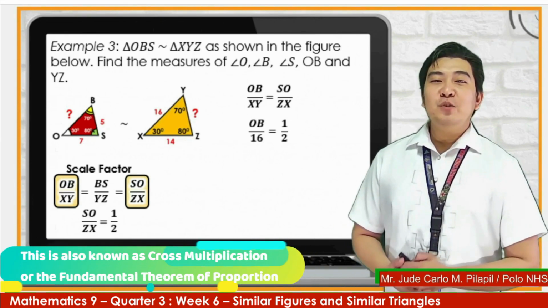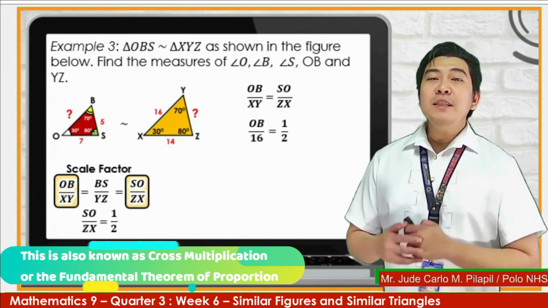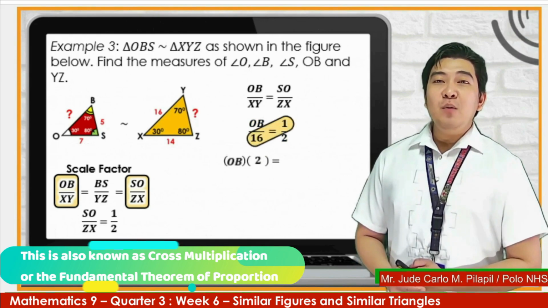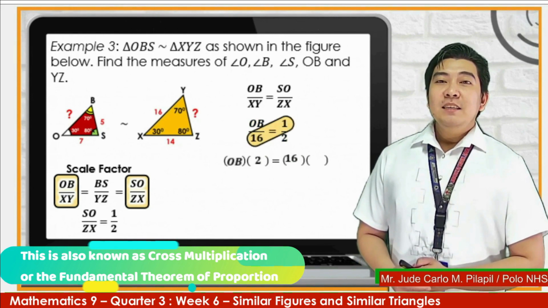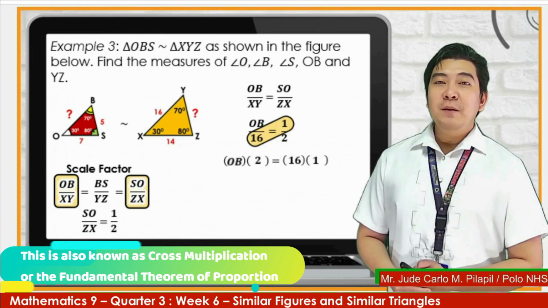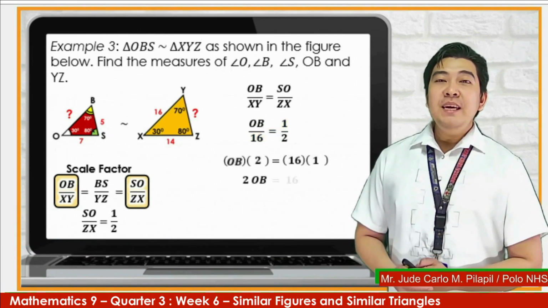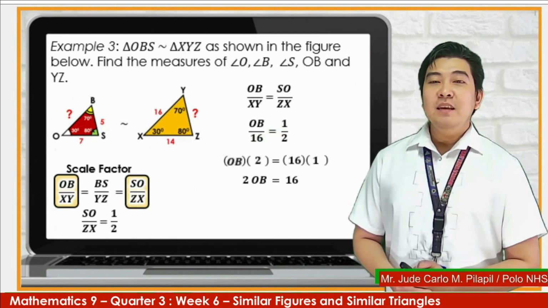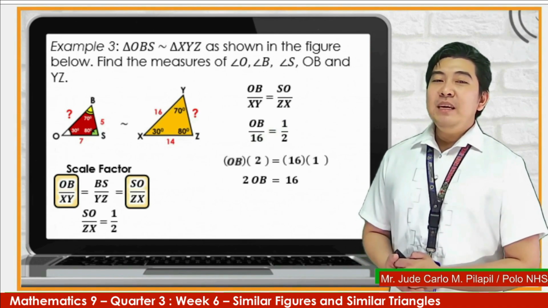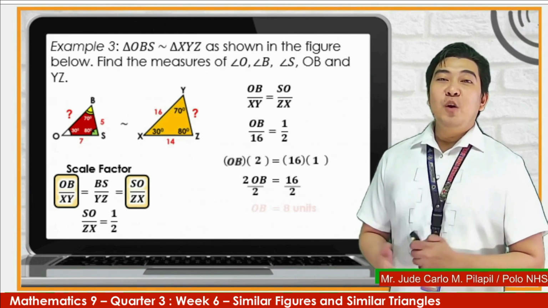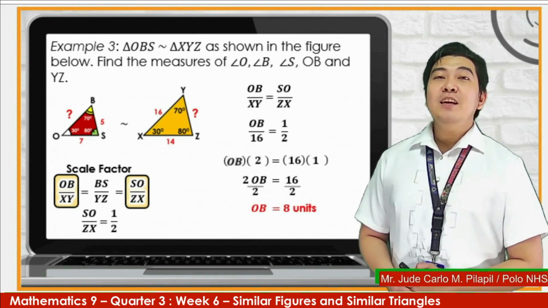Applying the means and extremes theorem, we will multiply OP times 2. It should be equal to the product of 16 times 1. The result is now 2OP is equal to 16. To get the length of OP, we divide both sides of the equation by 2. Therefore, the length of OP is 8 units.